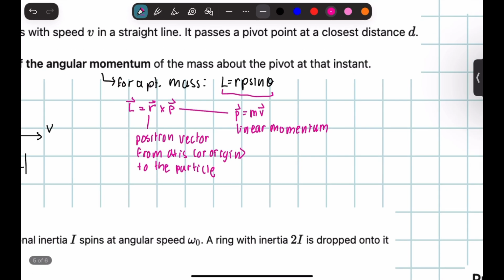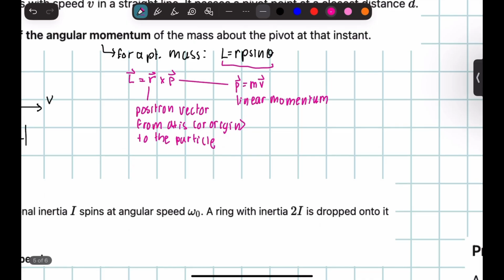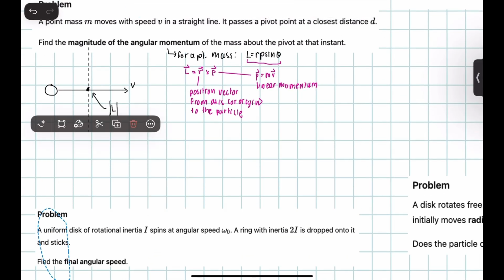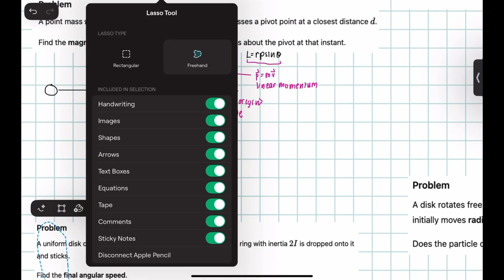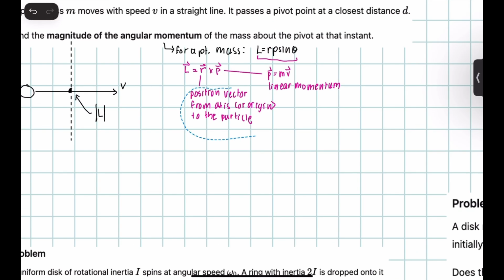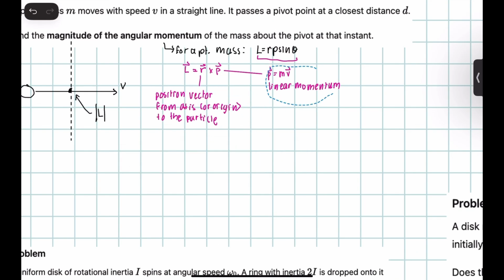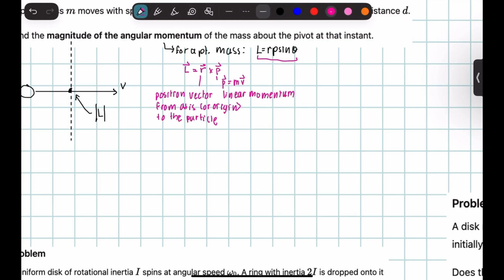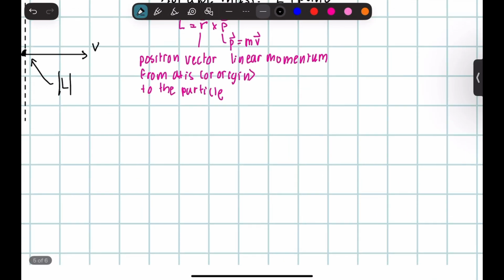So this is the starting point, and then everything else comes from here. Let's actually move this down a little bit so we can finish fleshing this out. Next we have to find the magnitude of the dot product.